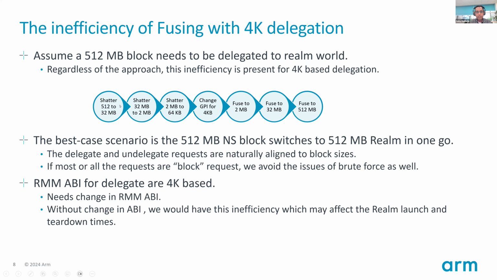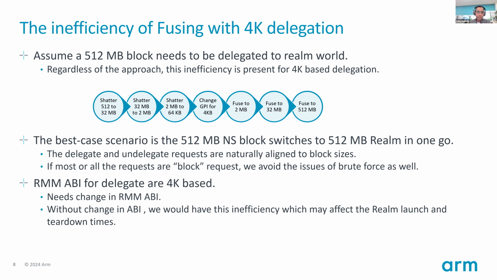Basically, when we receive a 4 KB request, this is the life cycle of a particular 4 KB GPI, at least for most of them. There are exceptions for the first and the last granules, but for most of them, this is the life cycle. It would get shattered to a 32 MB block, then it would get shattered to a 2 MB, it would get shattered to a 64 KB. Finally, the GPI for this 4 KB granule would get changed, and then a corresponding fuse would happen.